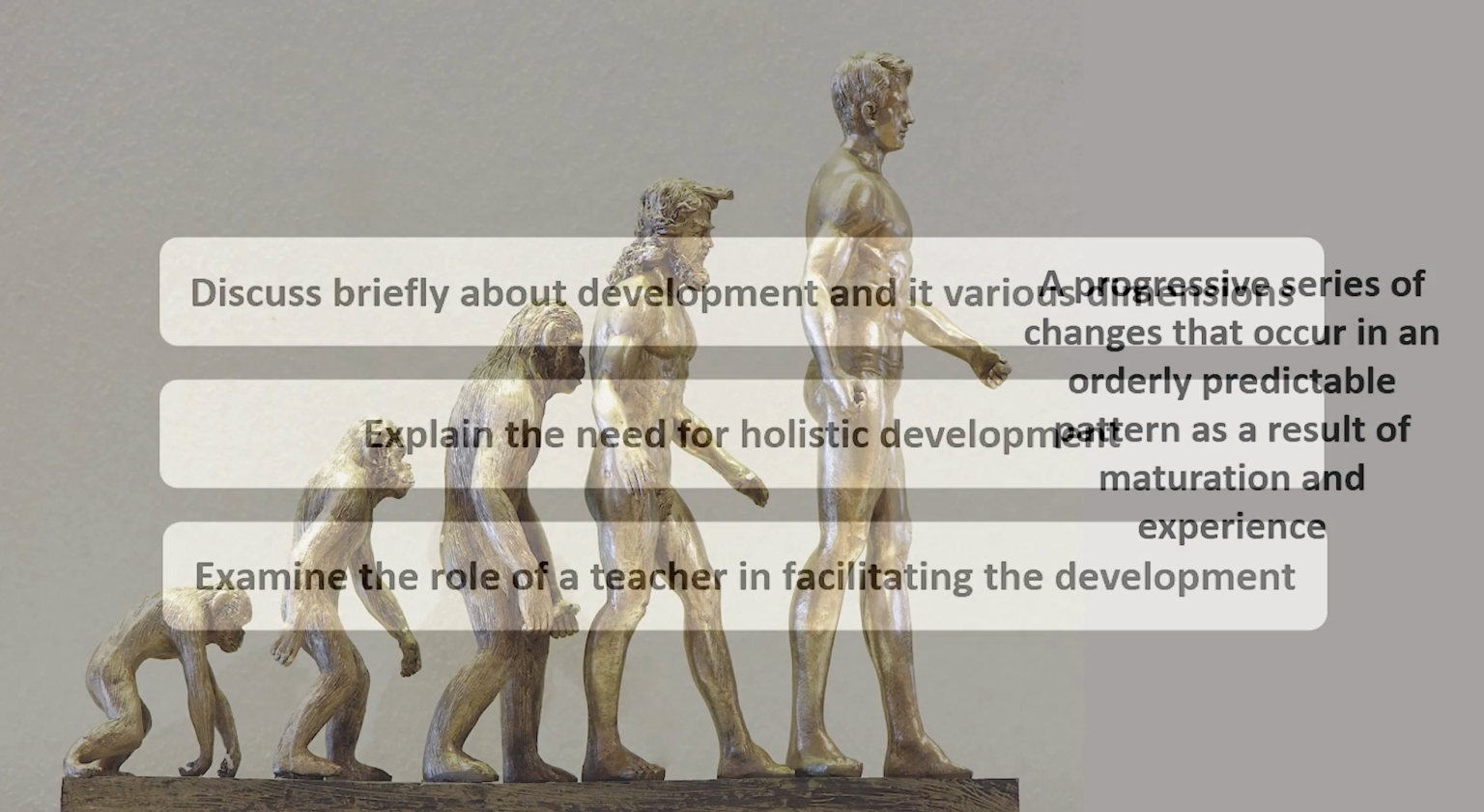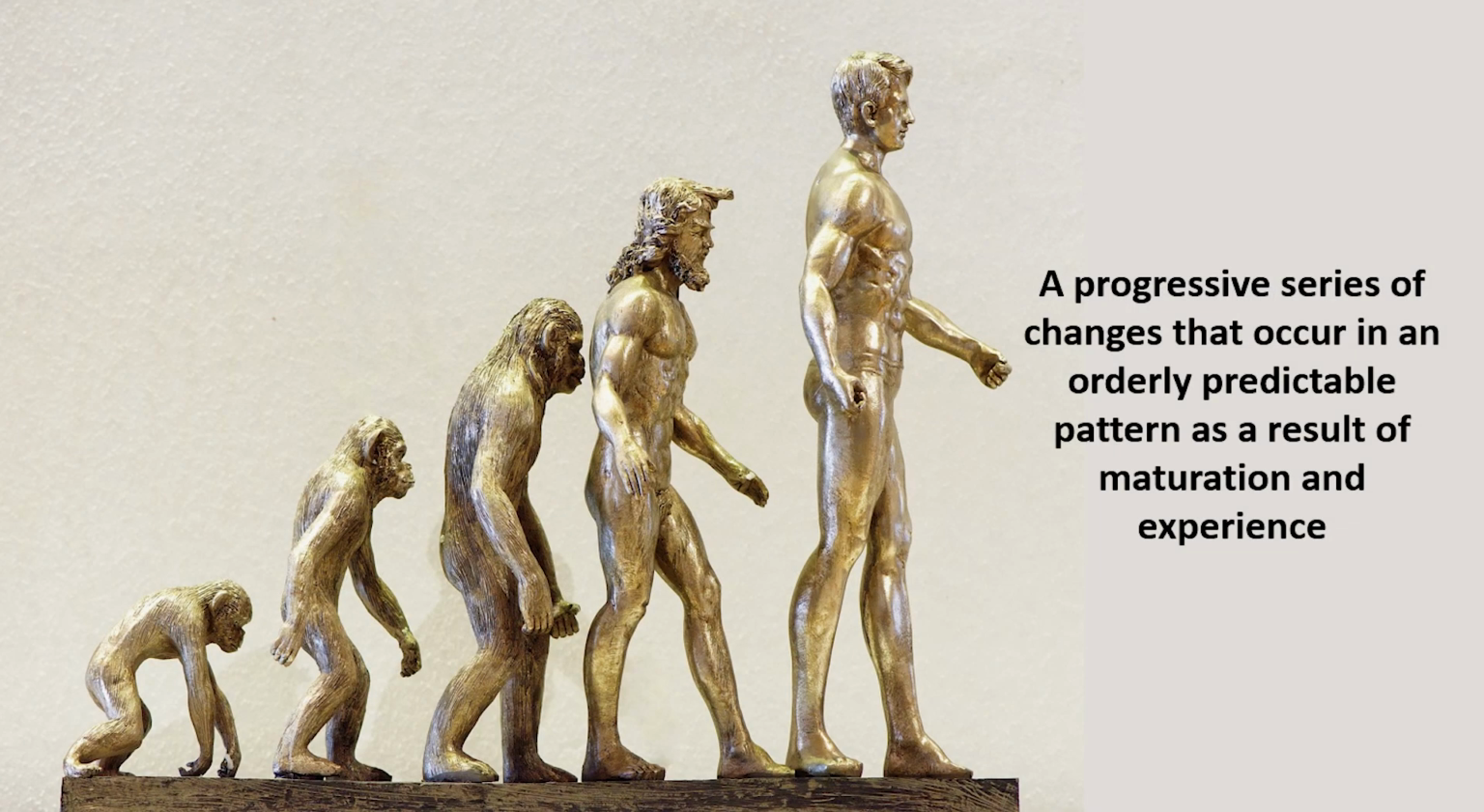See, as you all know, development is a process which involves a series of progressive changes that occur in an orderly and predictable pattern as a result of maturation and experience. So when I say that it is an orderly series, it means development follows a certain pattern, right? But this pattern comes out as the result of maturation. Therefore, any change which happens as a result of development is relatively permanent in nature.